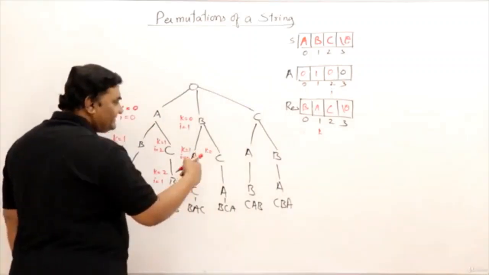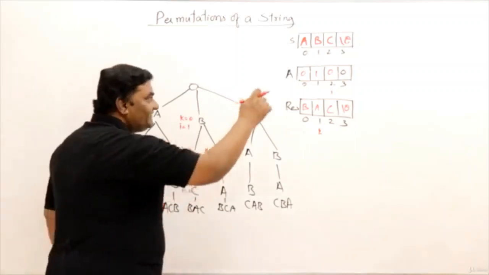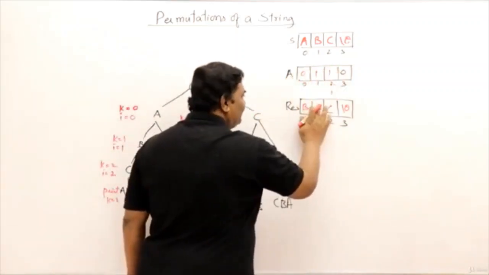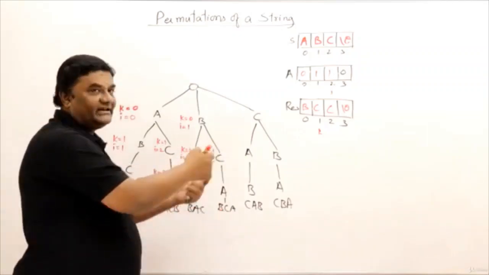So this is the second step in this call. K is at 1 only, but this will be selected and C will be written here. Then obviously A will come next. So that's how it carries on.